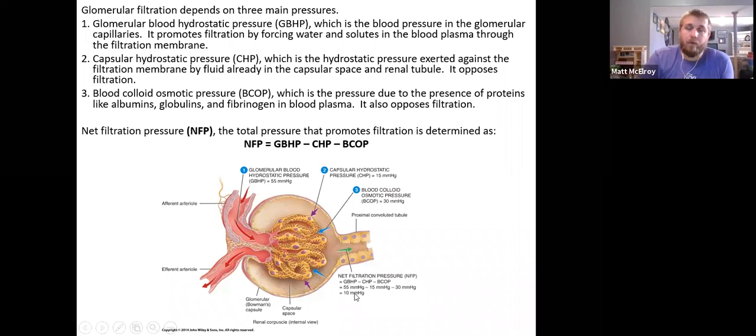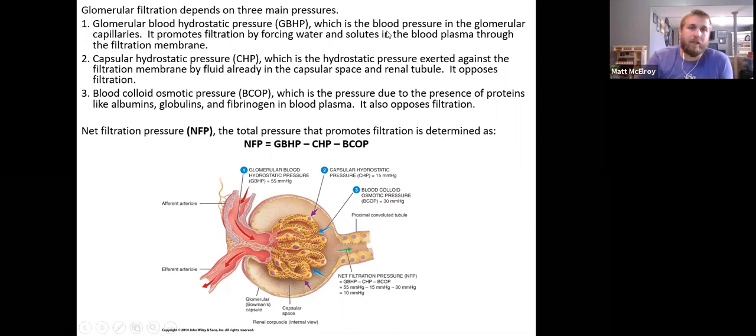Simply put, and it might not be a bad idea to write this down, a positive NFP, meaning this number is above 0, means we're going to form filtrate. So positive NFP equals filtration. If you want to write it down that way, it's a simple way to think of it. If this number is negative, like say it's negative 10 instead of positive 10, a negative NFP inhibits filtration. So positive NFP promotes filtration, negative NFP inhibits it.